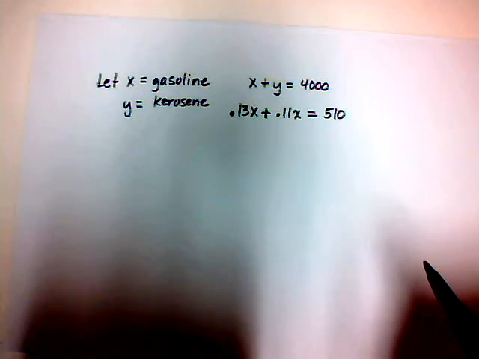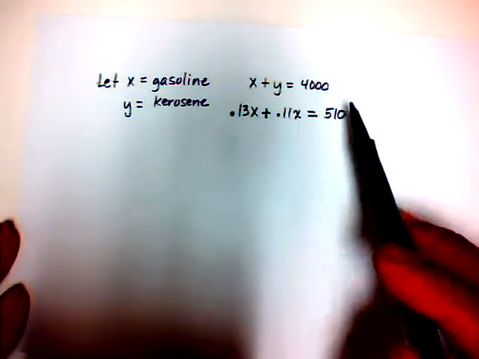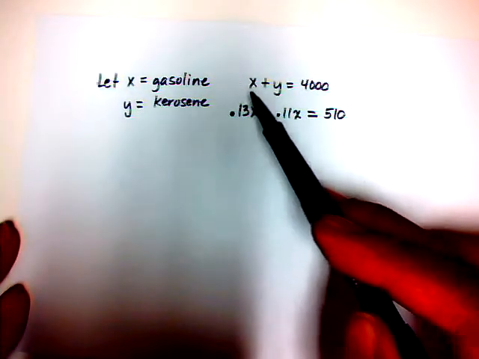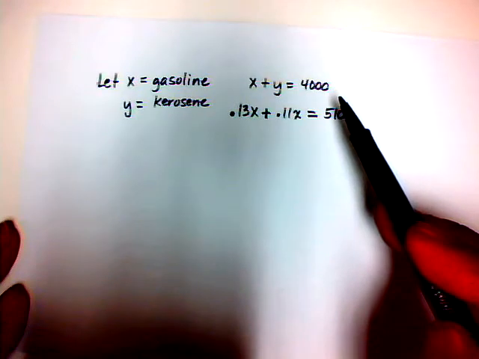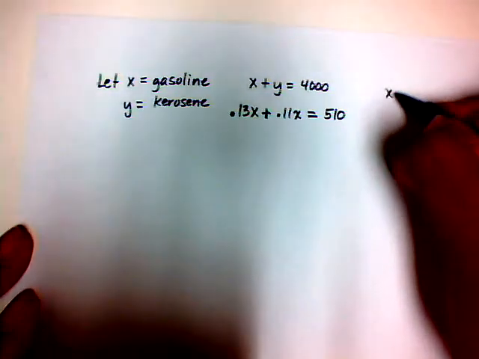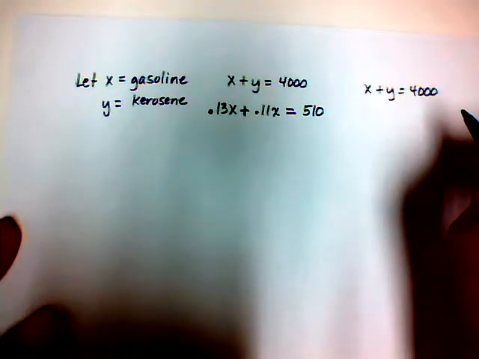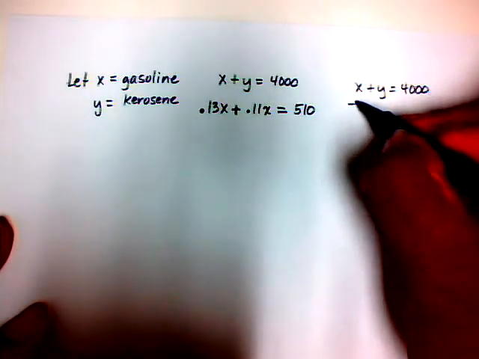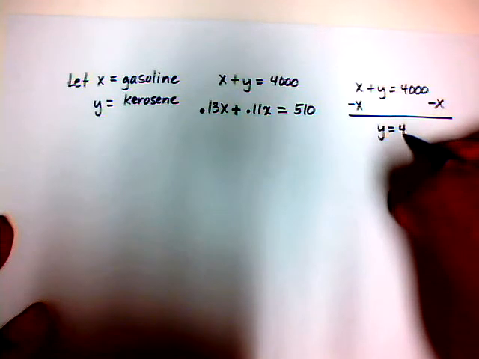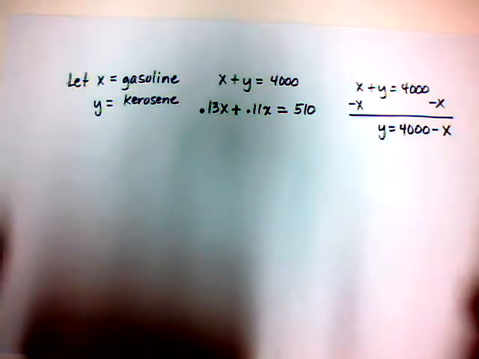Now you can use the elimination method if you want to, or the substitution method. It will be much easier to use the substitution method with this one, because I can either get x by itself or get y by itself. What I'm going to do here is take this first equation, x plus y is equal to 4,000, and get y by itself. I'm going to do that by subtracting x on both sides. So now you have y is equal to 4,000 minus x.